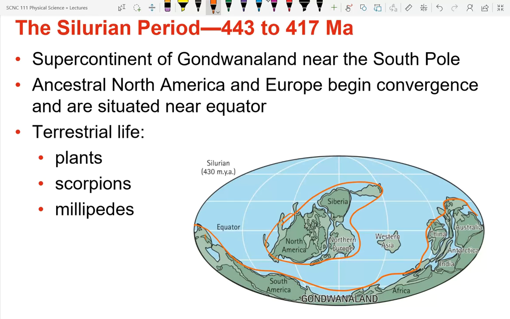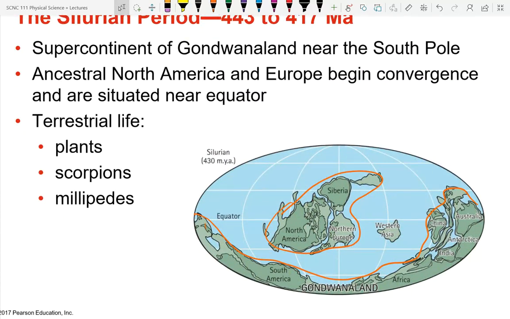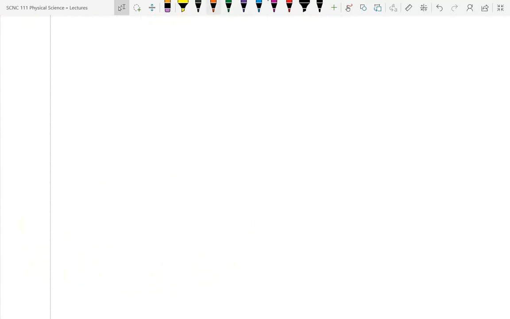You start having terrestrial, that means life on the land masses, not just in the water. So you start to have some kinds of plants, scorpions, and millipedes. By the way, days of creation. Let me just throw in the days of creation so we can contrast. What was created on the first day, according to the Bible?